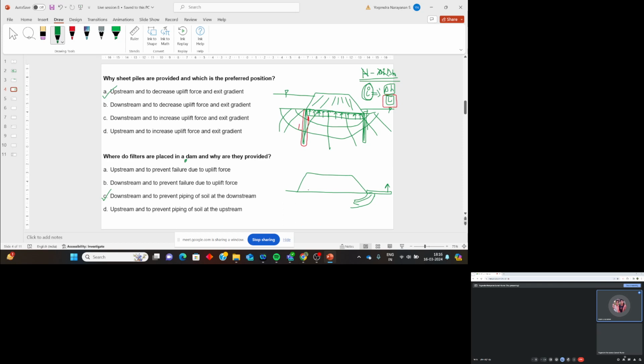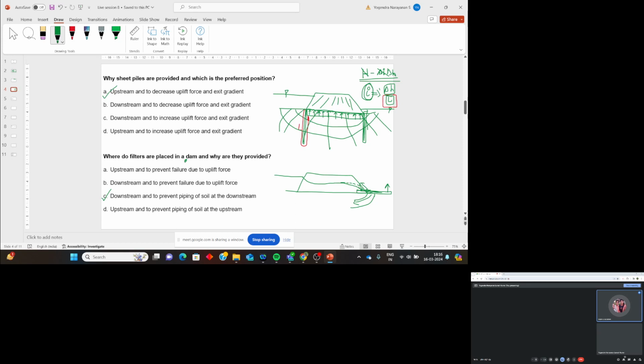And one more thing is, if flow occurs through the dam, you know this phreatic line, right? It will come like this. Now, if you don't place a filter inside, the phreatic line will come and hit here. So the dam will fail. The downstream end will completely fail.